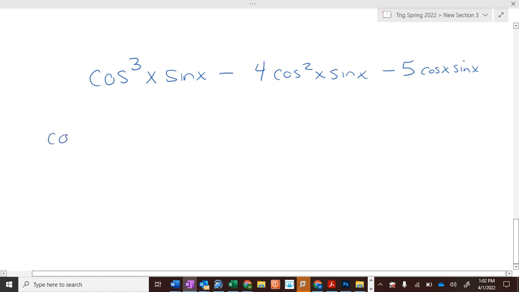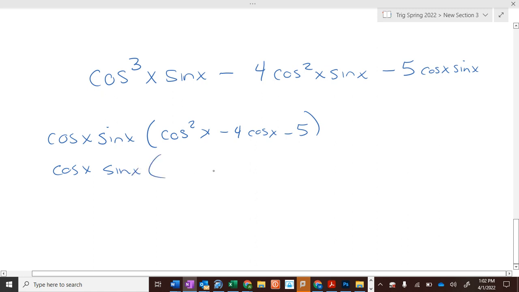So we're going to take out a cosine of x. Well, if we can take out a cosine x, what else can we take out? We can take out a sine of x because it's in all of them. Hey, that's like greatest common factors. Now I'm left with cosine squared of x minus 4 cosine of x minus 5. All right. So this stays on the outside, and then I factor what's left.